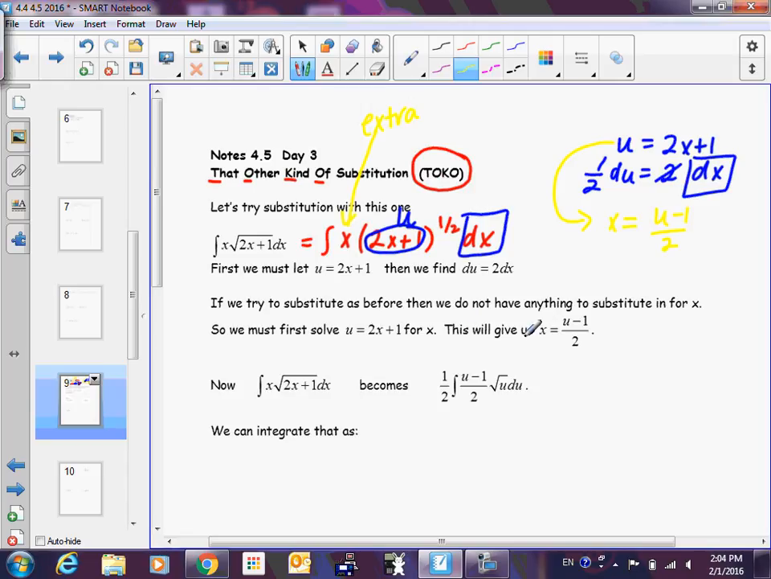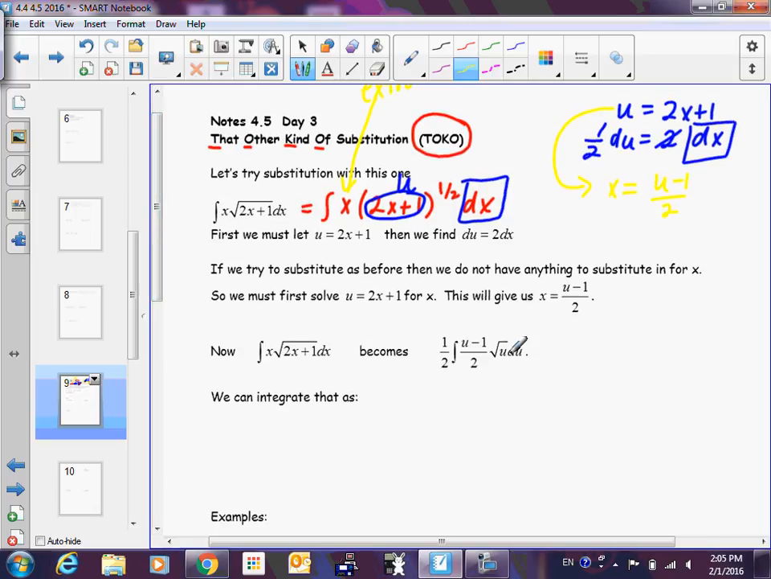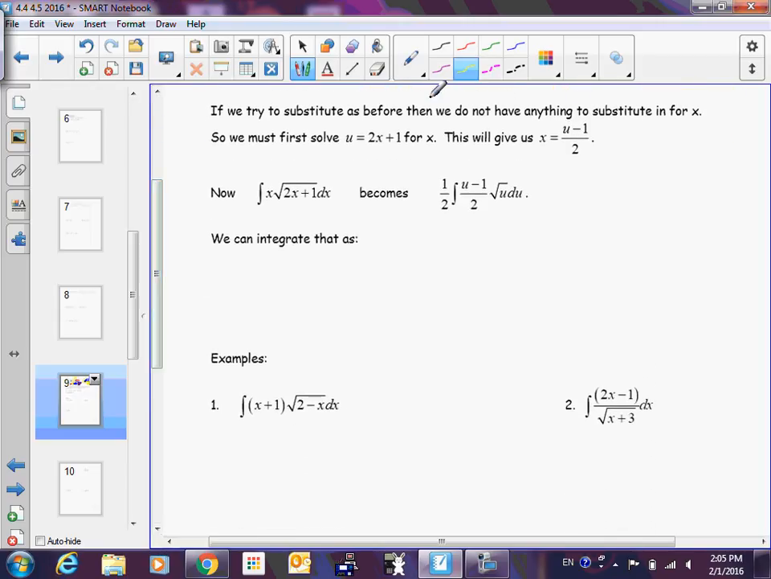I'm not going to finish this whole problem. Actually I am. Never mind. I didn't in my other classes, but we have some time here. So look at what happens. You replace the x with what it equals, along with the rest of the u substitution. That's what happens. Now, if you're like, I don't know how we got there, just pin that.